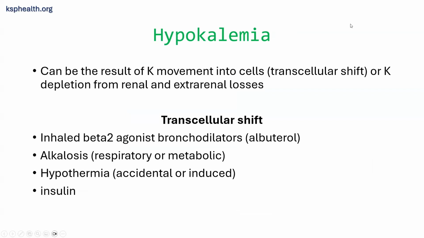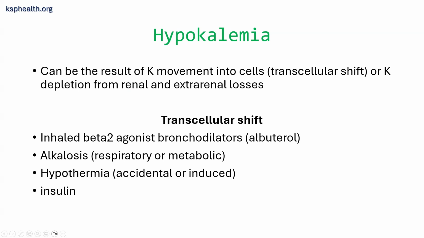One is transcellular shift. That's what you will see most of the time in ICU or acutely ill patients. Another one is depletion through the kidney and, of course, extra-renal losses like gastrointestinal loss. The transcellular shift happens when you use beta 2 agonists, especially when you do like 15 or 20 milligram per hour of albuterol, salbutamol outside the United States, that can cause hypokalemia. So you need to watch the potassium levels, especially when you're using higher levels of bronchodilators.